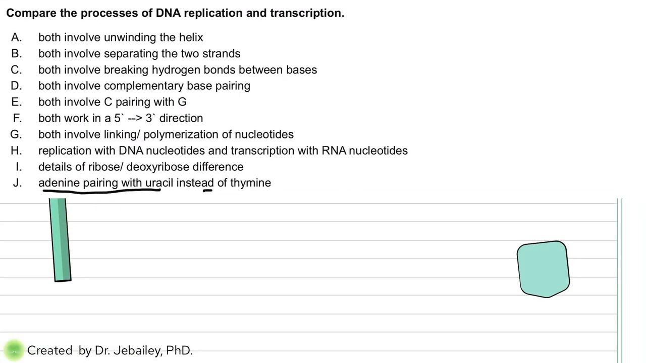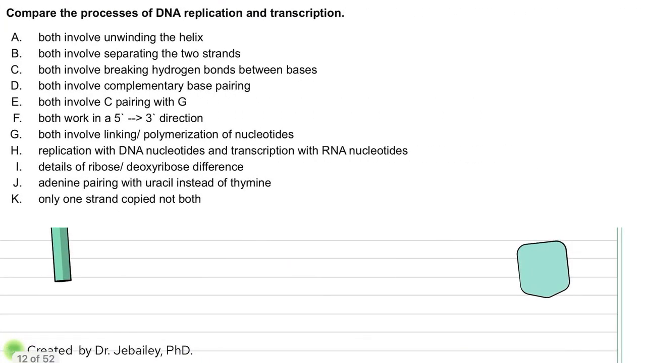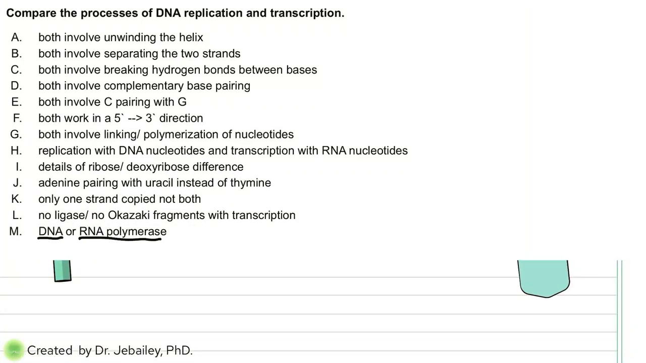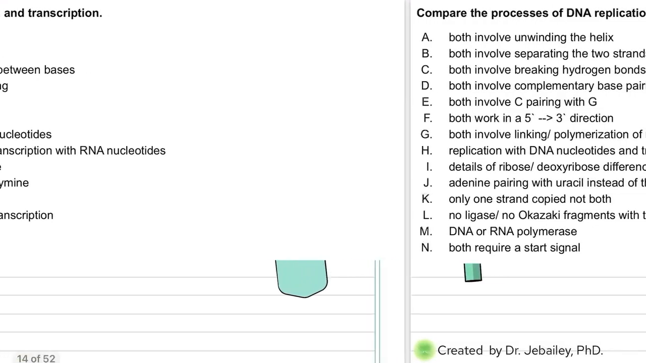Adenine will pair with the uracil instead of the thymine. And only one strand is copied, not both, when it comes to mRNA, of course. No ligase or Okazaki fragments in transcription. Do we have any more? Yes, and of course DNA or RNA polymerase, depending on which one we're talking about.